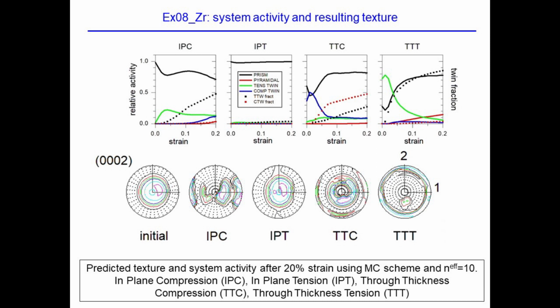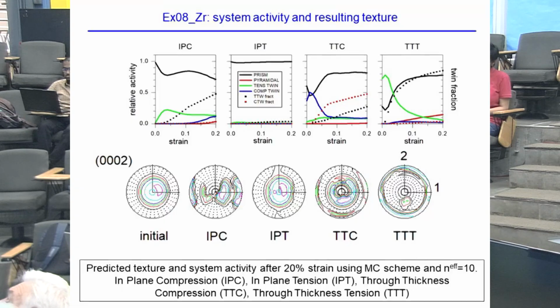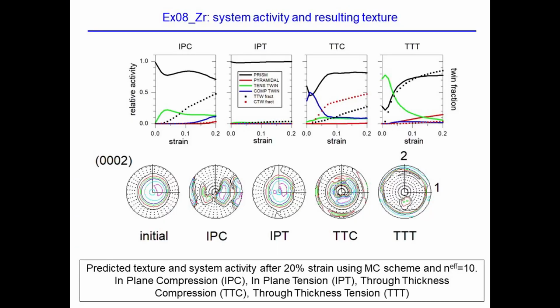Finally, when you do through thickness tension, you are pulling in this direction, so you are going to be activating tensile twins because the pulling is parallel to the z-axis, and that's what happened. You practically deplete the texture. All this component is depleted and is sent to the edges of the pole figure, because it reorients by 85 degrees.